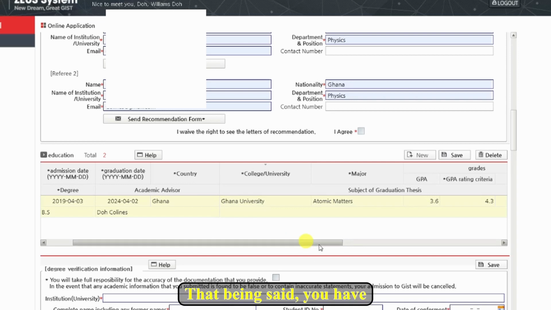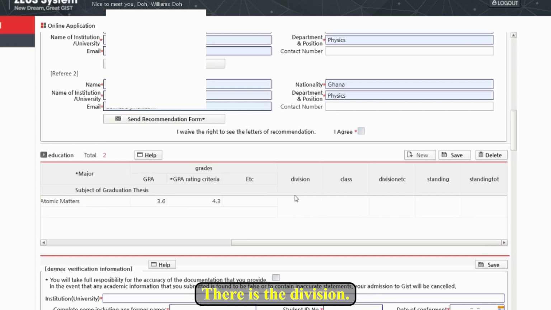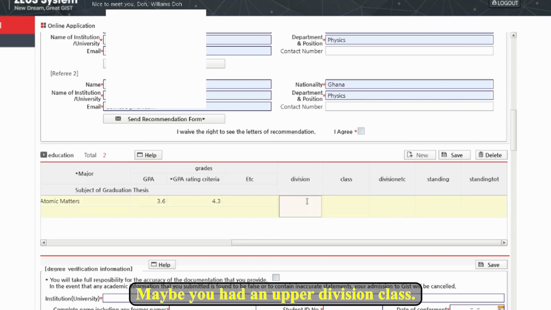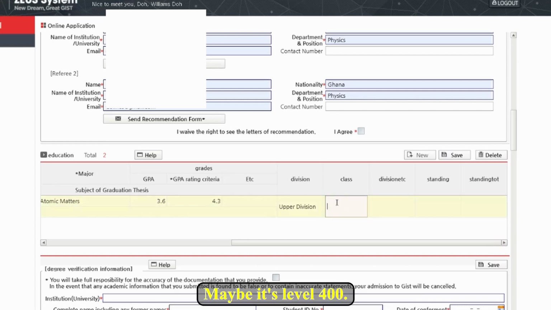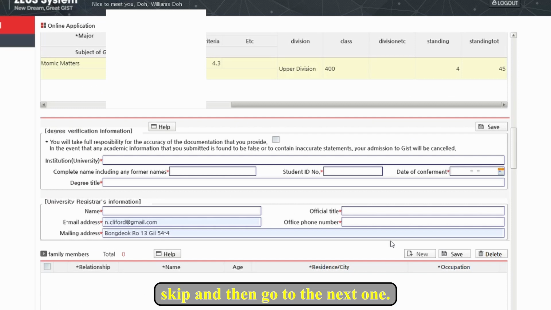That being said, you have to make sure you look here. There is extra information here. There is the division. Maybe you had an upper division class, maybe it's level 400, division etc. Standing, maybe you were fourth, standing total out of maybe 45 students in your class. Here where it says divisions etc, maybe there is an upper division and then there is like maybe a lower division class. But don't worry about this one. If you do not understand this, skip and then go to the next one.